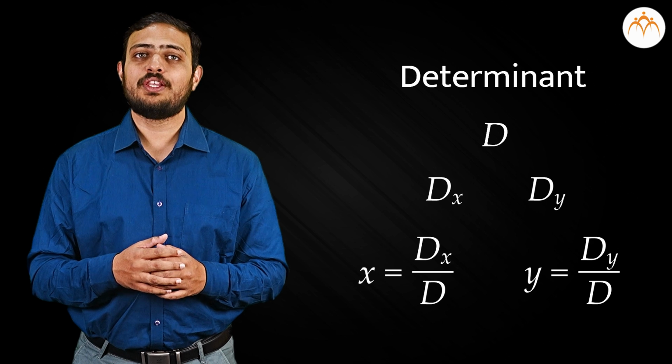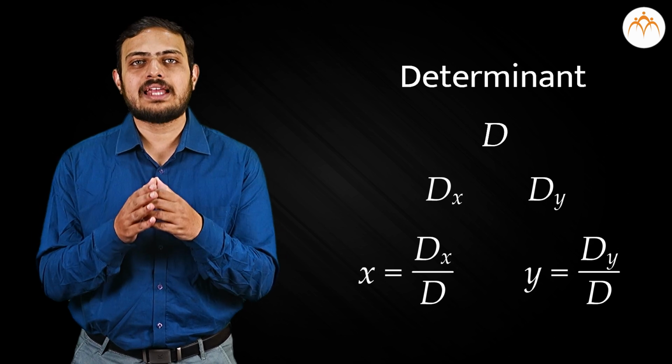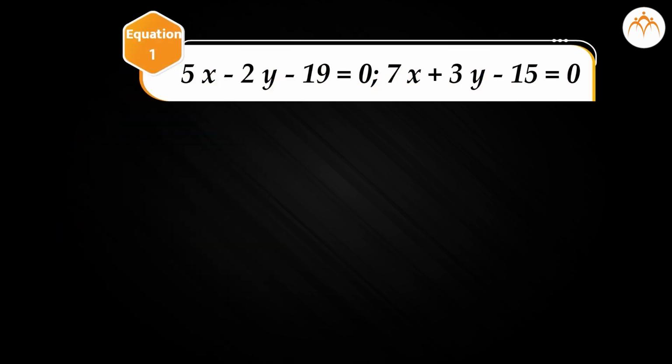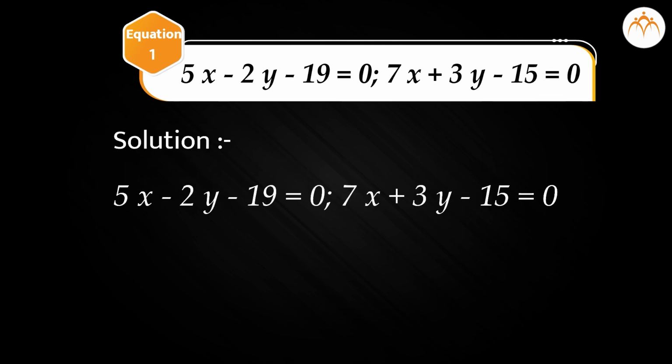Let's solve an example using this method so you can understand it better. Let's find the solution of the equations 5x minus 2y minus 19 is equal to 0 and 7x plus 3y minus 15 is equal to 0 using Cramer's rule. Solution: the given equations are 5x minus 2y minus 19 is equal to 0 and 7x plus 3y minus 15 is equal to 0.